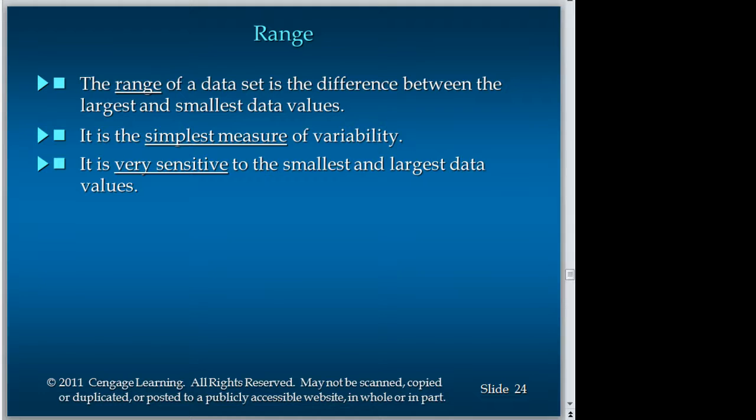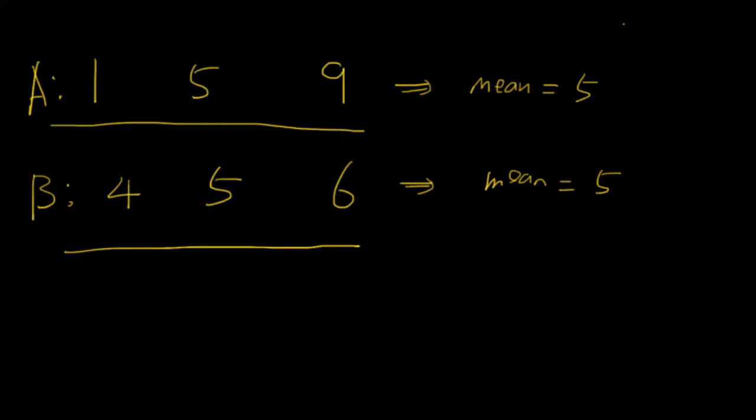As they suggest, range is one of those measures. Range is what? Range is the difference between the largest and the smallest value. So, if we go back to the blackboard, range for A is the biggest value 9 minus 1, which is what? 9 minus 1, which is 8.